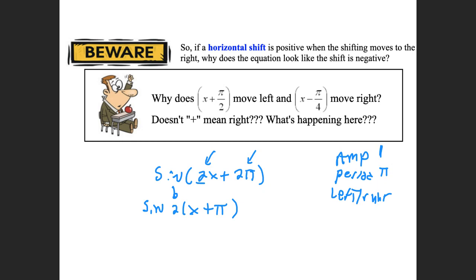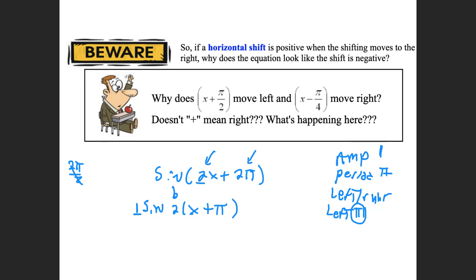The amplitude is not 2, because the amplitude is the number in front here. So the amplitude is just 1. The period is pi, because if I put this into my formula, 2 pi over 2, it is just pi. But now I'm going to shift left pi units. So it's going to go left pi units.